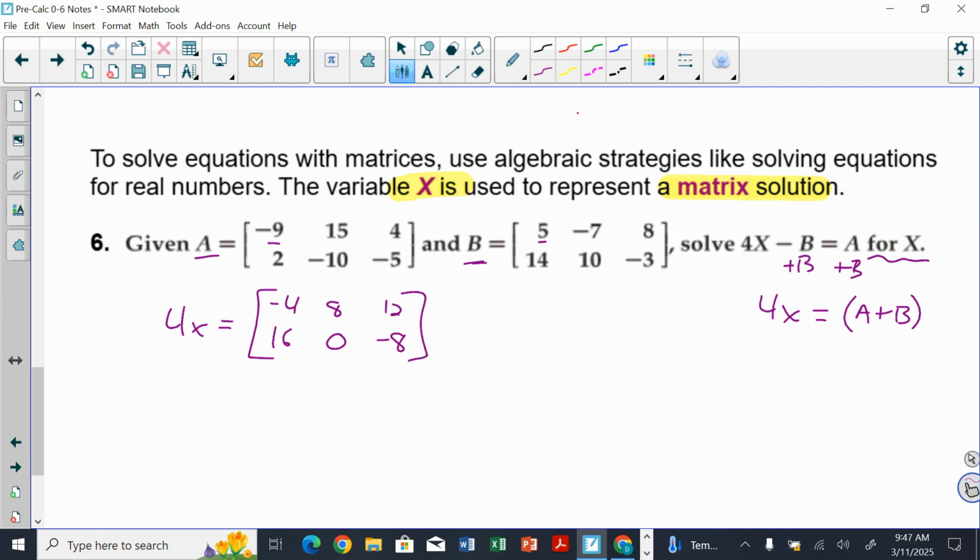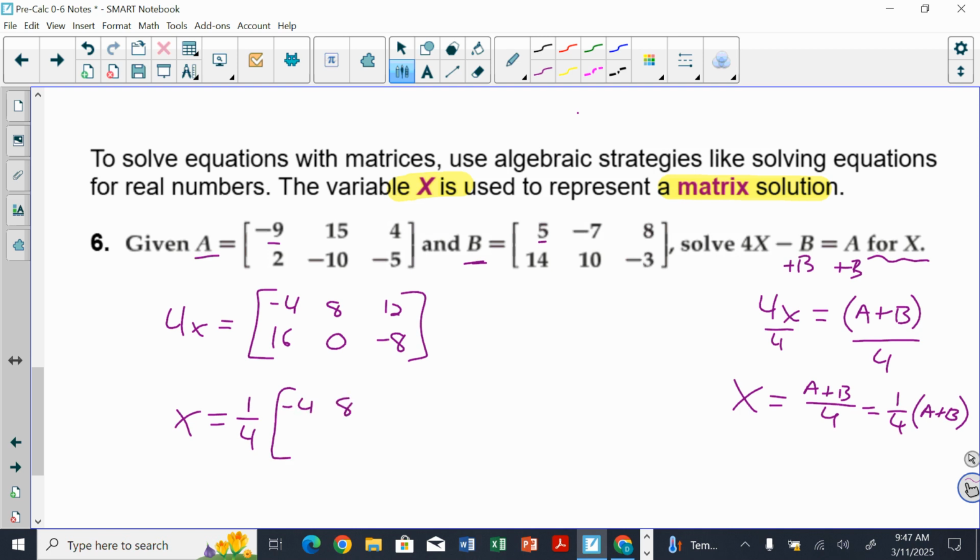Okay. Then what would I do to solve, right? I would keep going. I would divide by 4 here. So really X is going to be A plus B divided by 4. Which is the same as saying 1/4 times A plus B. So instead of dividing by 4 here, I'm just going to multiply by 1/4. It's the same action. A plus B is this new matrix that I already created. And now I'm just going to divide it by 4 or multiply by 1/4.